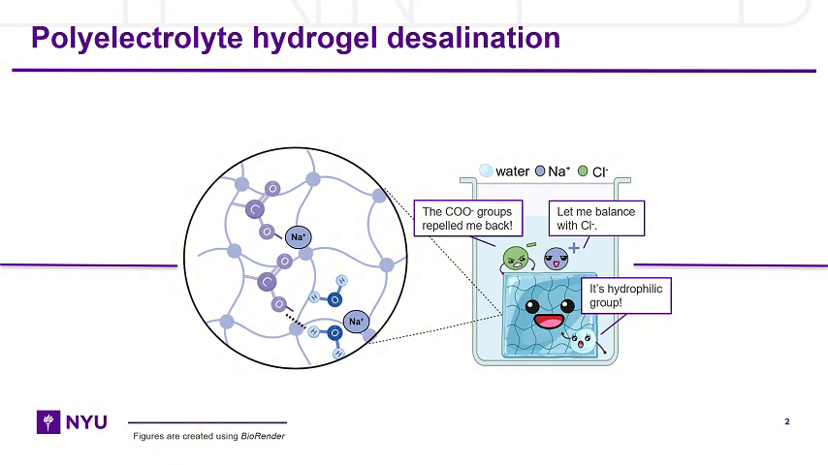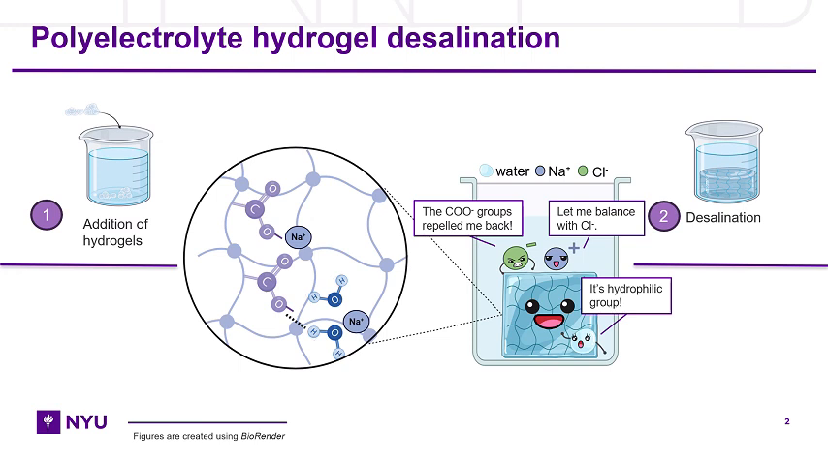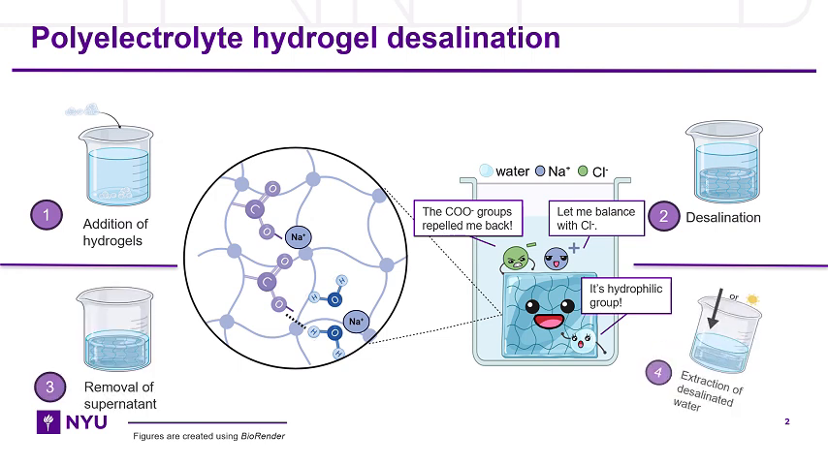it PSA. We add the PSA hydrogels into salt solution, then wait until the hydrogel is fully swollen with water. The chloride ions will be repelled back due to the electron repulsion with carboxylate groups. Partial amounts of sodium ions remain in the hydrogels, while other free sodium ions tend to be balanced with chloride ions outside of the hydrogel. Then we remove the supernatant and apply pressure on the gel to extract desalinated water.